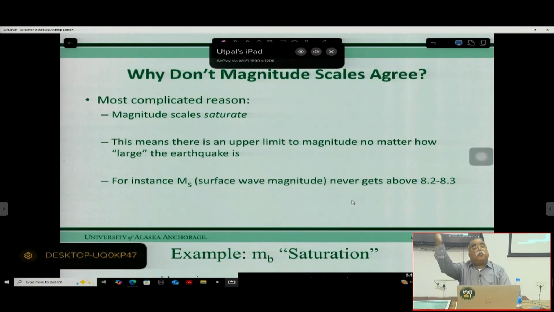A 7.7 magnitude earthquake can give 6.6. For an 8.2 magnitude earthquake, the body wave magnitude can also be 6.6. So that does not indicate a change in the size of the earthquake. We'll come to the next one.